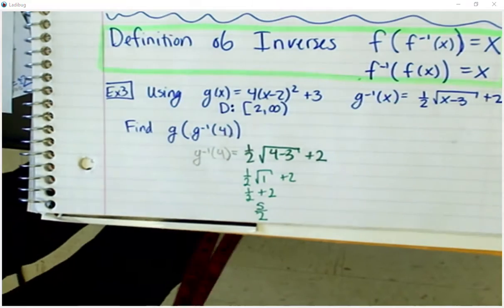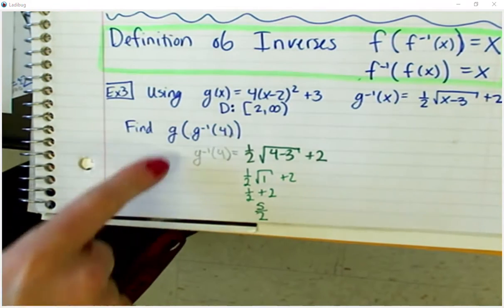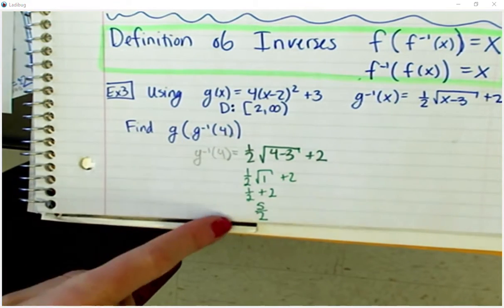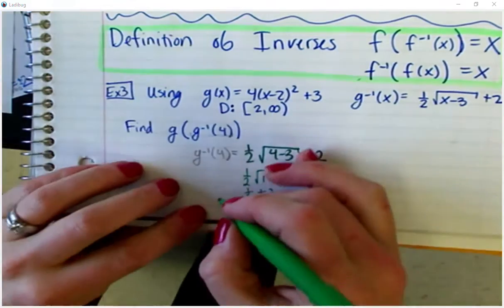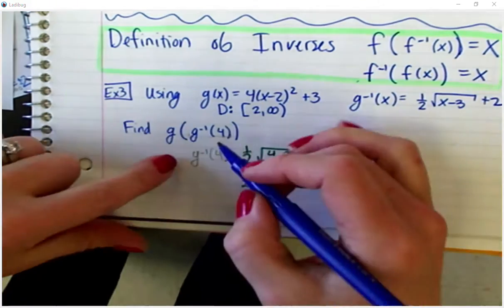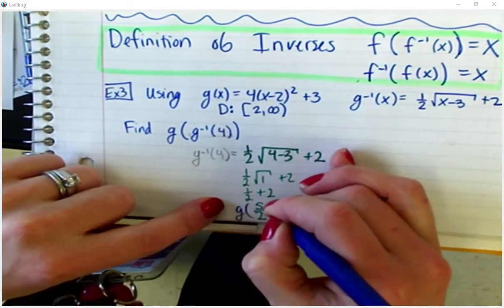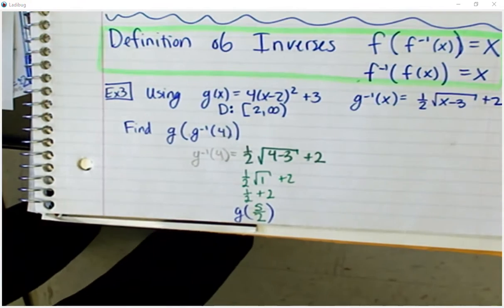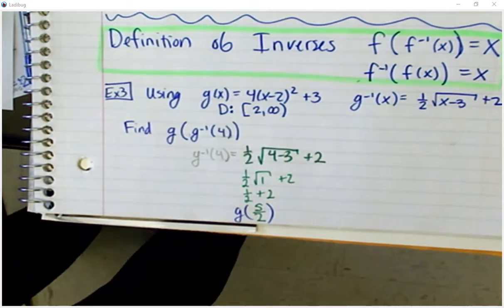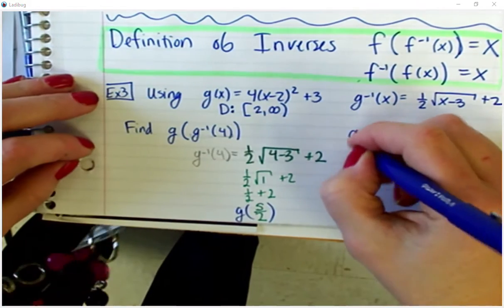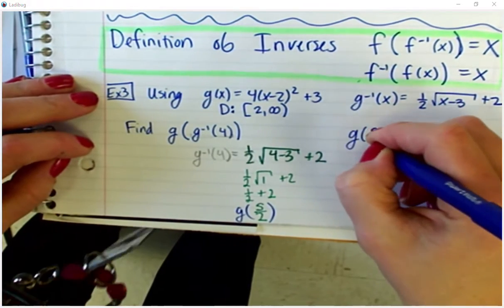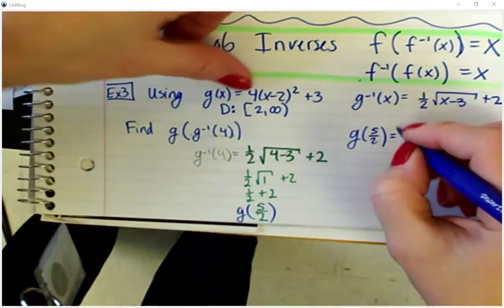But that was only the very inside, right? Now I have to do G of 5 halves. All I did was this inside part. I still have to do G of 5 halves. So now go plug it into G.